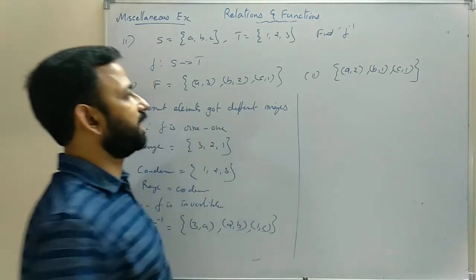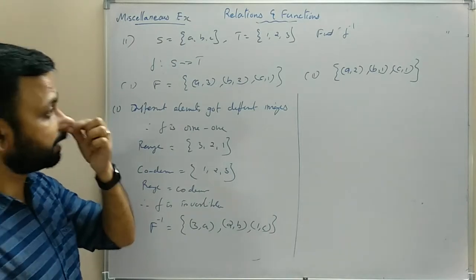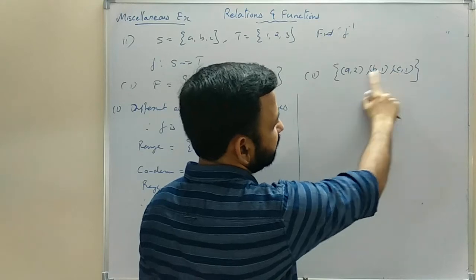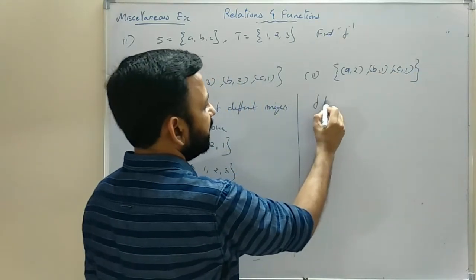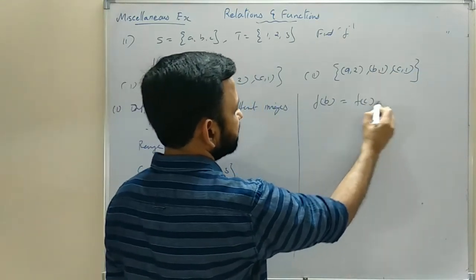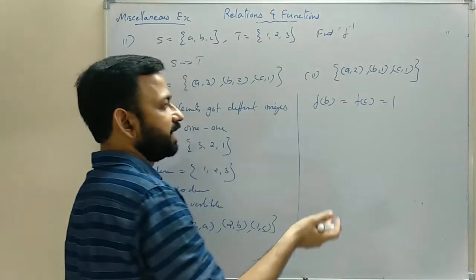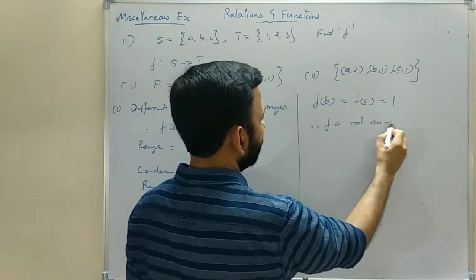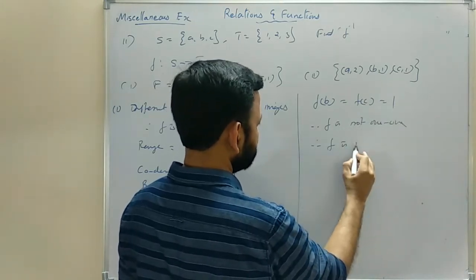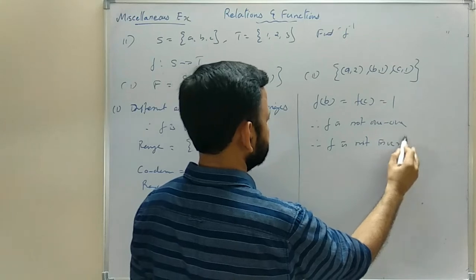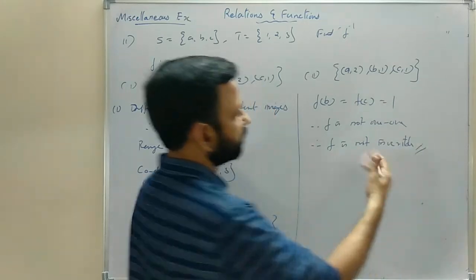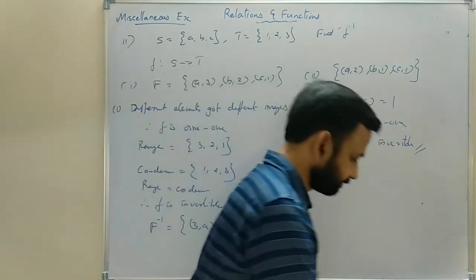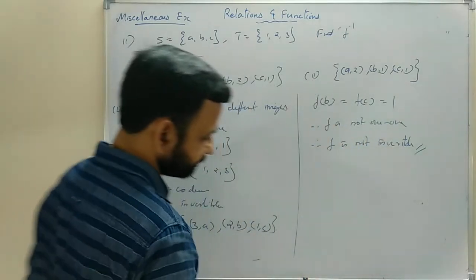Now we can do the second part. First we have to check whether it is invertible. So here image of A is 2, image of B is 1, image of C is 1. B and C got the same image. f of B equals f of C equals 1. Therefore f is not 1-1. Therefore f is not invertible. It is not an invertible function. So if it is not invertible, then we cannot find the inverse of that function. So that is over.